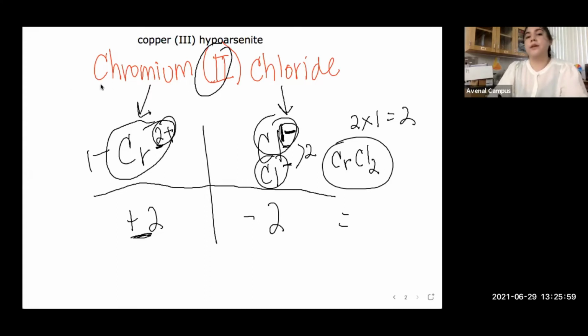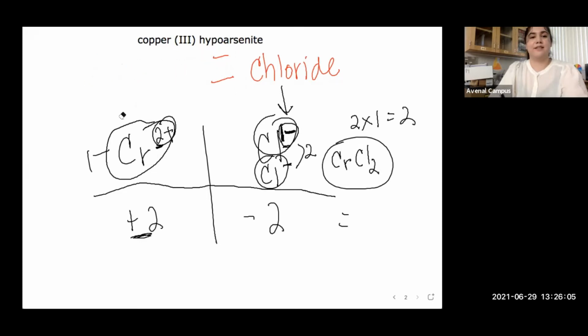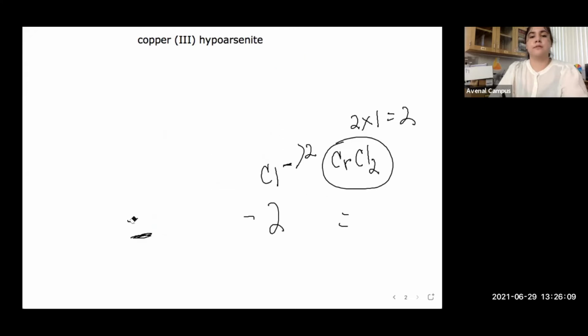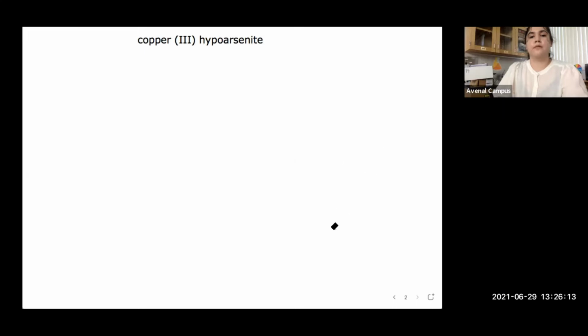So copper 3 hypoarsenite. So what do I do first? Well, copper is gonna have 3 plus, so it's gonna be Cu with the 3 plus on top of it. And how do we know that? Why does copper have a 3 plus? Because of the Roman numeral, right? So Cu 3 plus. Okay, what else?